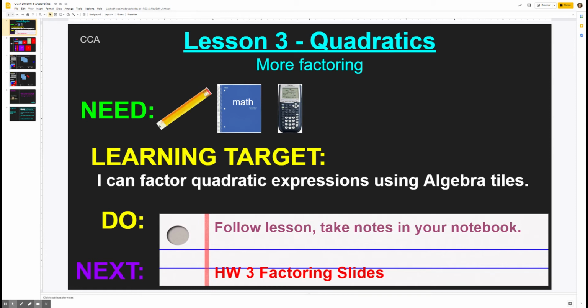Our next step, or our next phase, in terms of factoring quadratics, using algebra tiles one more time, and then we will move into working on not having to use algebra tiles, but we also know that we can use them as a resource. So lesson 3 is all about quadratics, and we are going to talk about more factoring, again, using those algebra tiles. And so after today, you should be able to completely factor quadratics using algebra tiles.